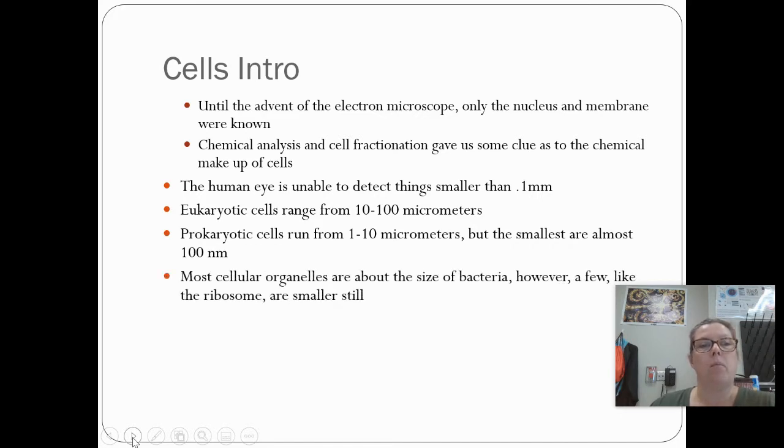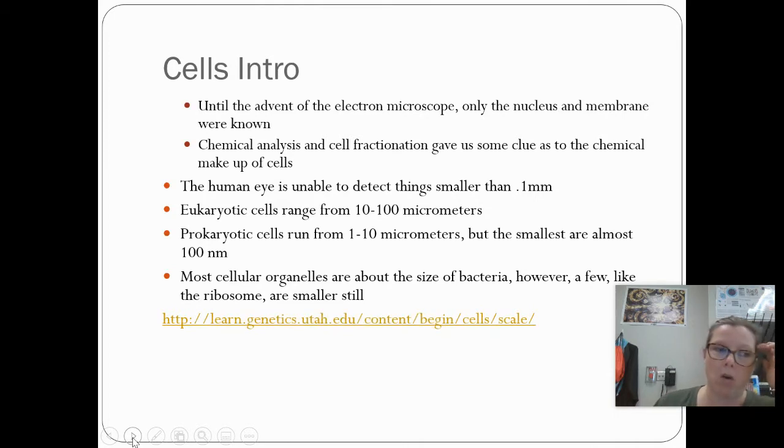Okay, and most of the cell's organelles are about the size of bacteria, but ribosomes, those are by far the smallest organelle that I can think of, are the teeniest. And in baby bio, we showed you this link. It's got a little slidey thing on the bottom, and as you slide it, it zooms in. Feel free to look that up. It's pretty cool, and you can get an idea of comparing different kinds of cells and how big they are, and to like a carbon atom, a water molecule, how big is a virus compared to that, and so on.